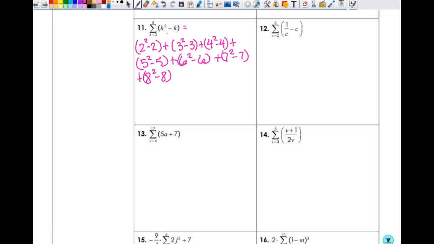Okay. So what this really gives me then is, well, 2 squared is 4 minus 2 is 2. 3 squared is 9 minus 3 is 6. 16 minus 4 is 12. 25 minus 5 is 20. 36 minus 6 is 30. 49 minus 7 is 42. 64 minus 8 is 56.